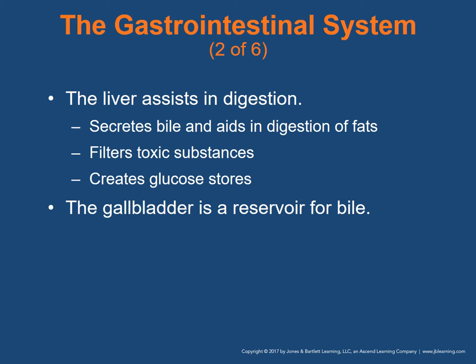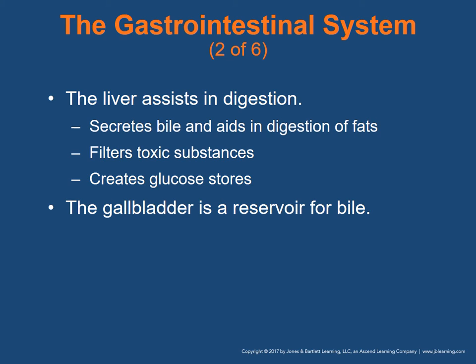The liver assists in digestion. It secretes bile and acids in the digestion of fats, helps filter out toxic substances from the bloodstream, and helps to create glucose stores. We're going to talk about this in the next lecture, which is endocrine emergencies, and how some of these different hormones and these glucose stores that the liver creates are vitally important to the way that our body maintains its energy stores.